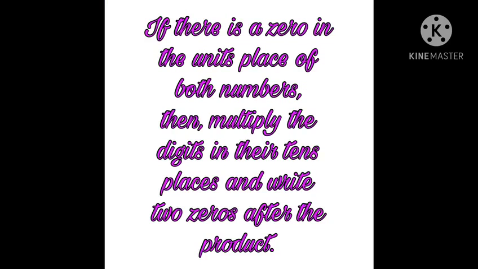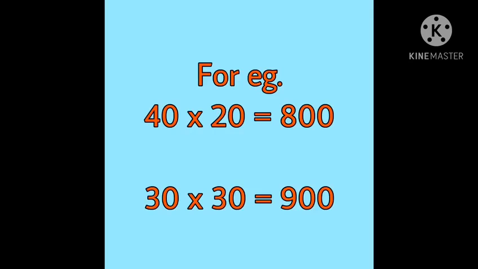If there is a 0 in the units place of both numbers, then multiply the digits in their tens places and write 2 zeros after the product. Product means the answer. For example, 40 multiplied by 20 is the question given. Here you can just multiply the digits, that is 4 2s are 8, and the remaining 2 zeros you can add after the answer. So you get the answer as 800. 40 multiplied by 20 equals 800.